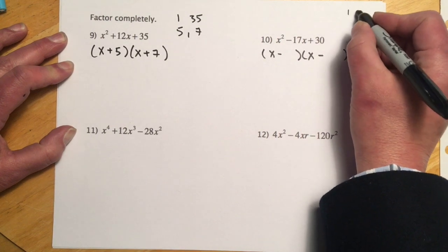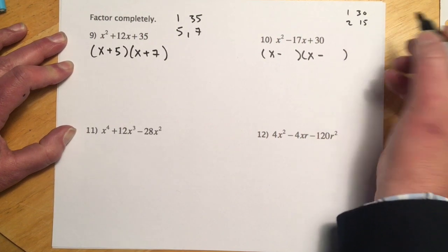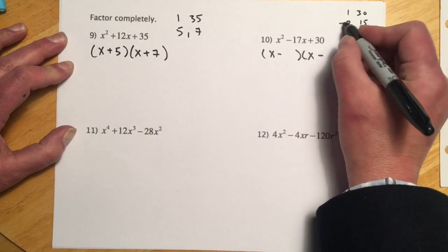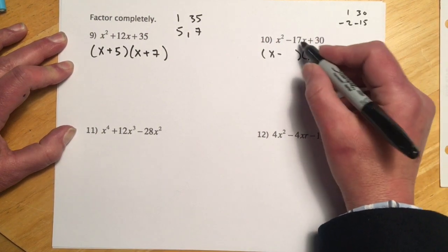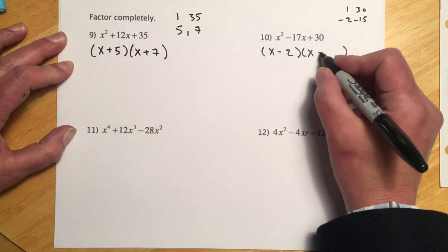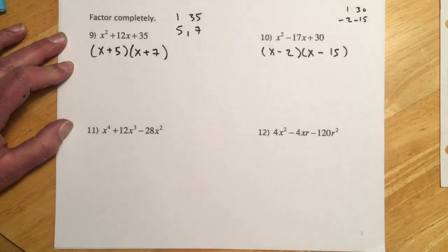So if I think of 30, I got 1 and 30, I got 2 and 15, and I can stop there because 2 and 15 add to 17. And if I make them both negative, now they multiply to positive 30 and add to negative 17. So negative 2 and negative 15.